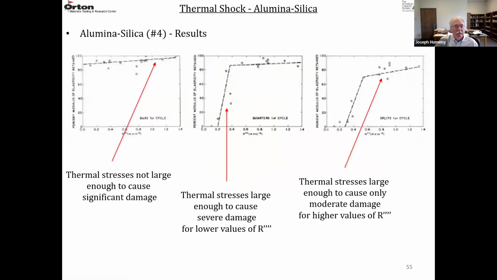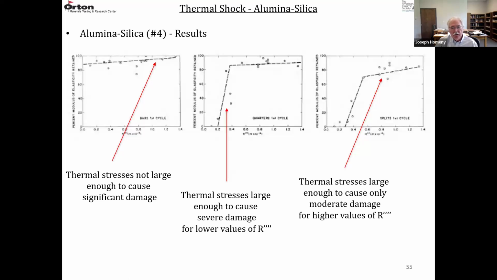And then they did the same exact thing for R4 prime. You got the same exact behavior. The small bars, the stresses were not large enough to cause damage. And then the larger bars, you start seeing damage for low values of R4 prime. And thermal stress is large enough to cause only moderate damage at these higher values of RST, and the lower values of R4 prime had the more severe damage.